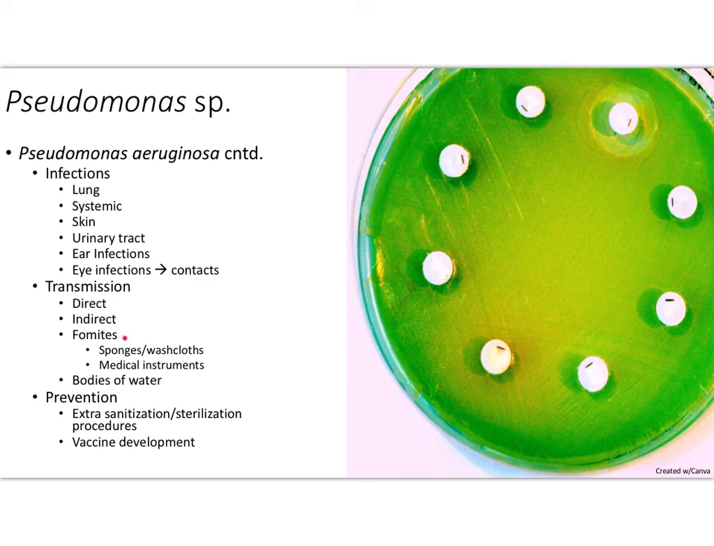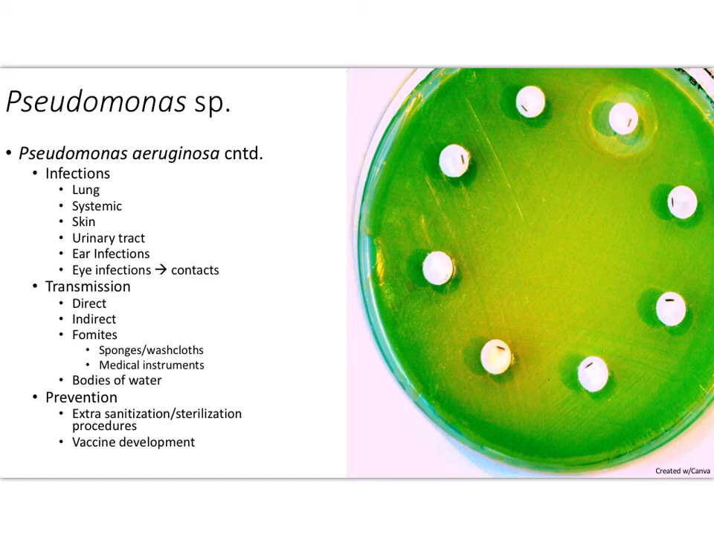Fomites are very common in the transmission of Pseudomonas, things like sponges and washcloths, medical instruments. All of these can harbor Pseudomonas, and remember, Pseudomonas is very good at resisting disinfection. So even if you've taken standard disinfection procedures, they might not always work on Pseudomonas. We also find Pseudomonas in lots of different types of bodies of water, and that can lead to infections as well, especially in compromised people.